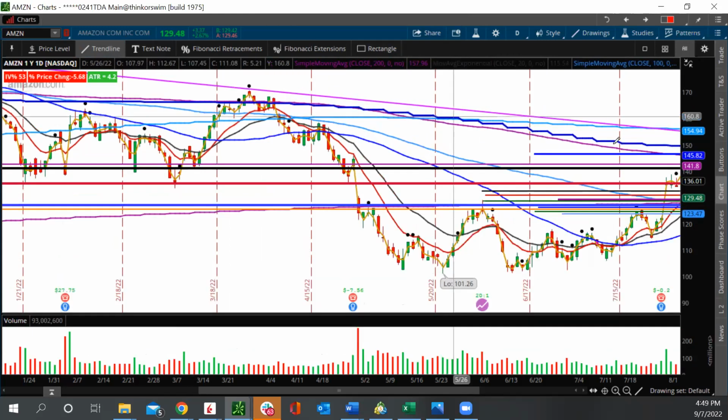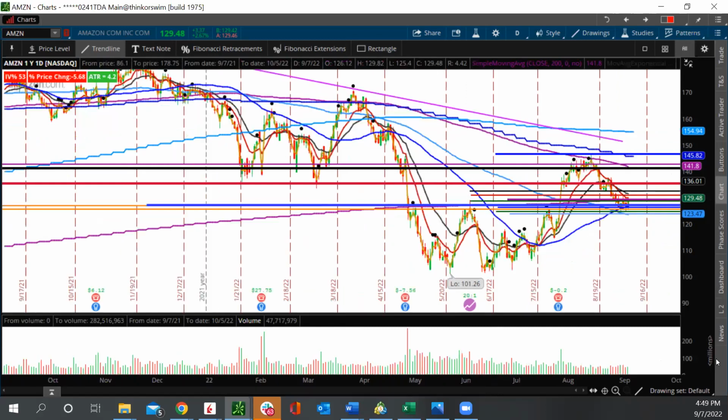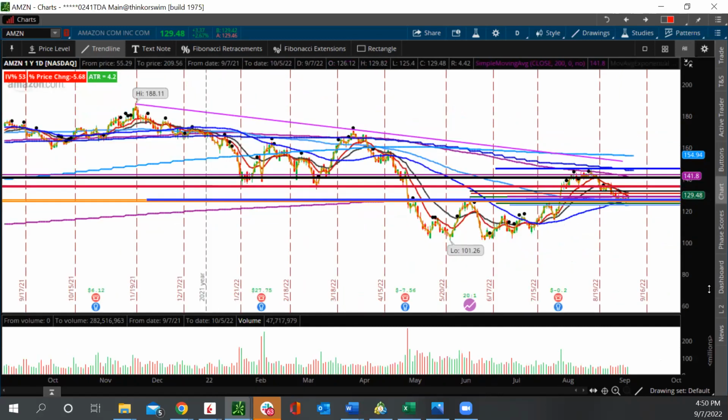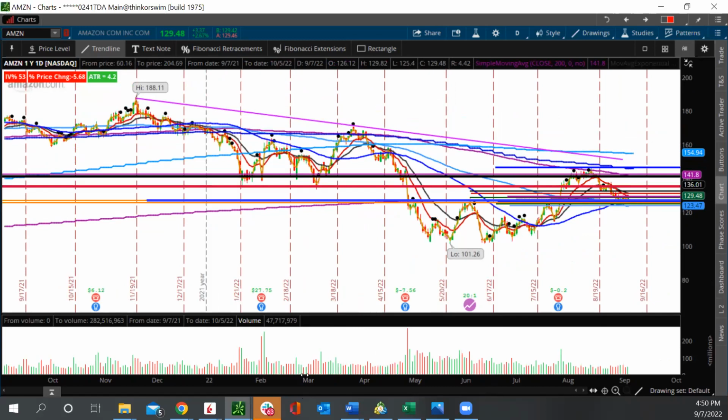In the last 10 minutes, let's talk about trend lines, because I love trend lines. I trade off them all the time. And if you can see here on Amazon, this is just on the daily chart. I have this trend line right here, right? And so far, price is holding underneath this trend line.